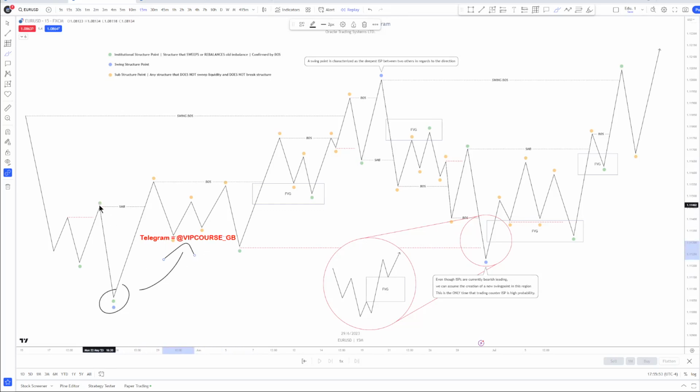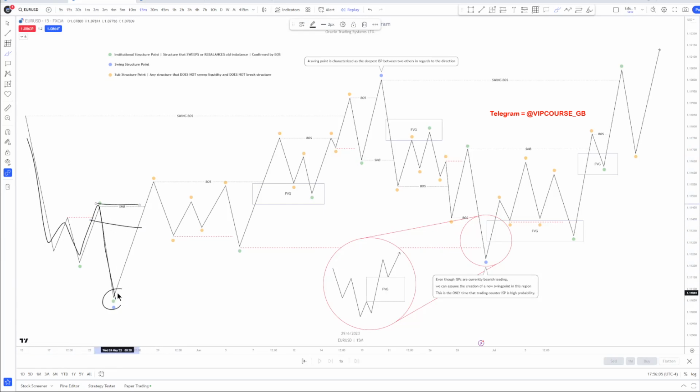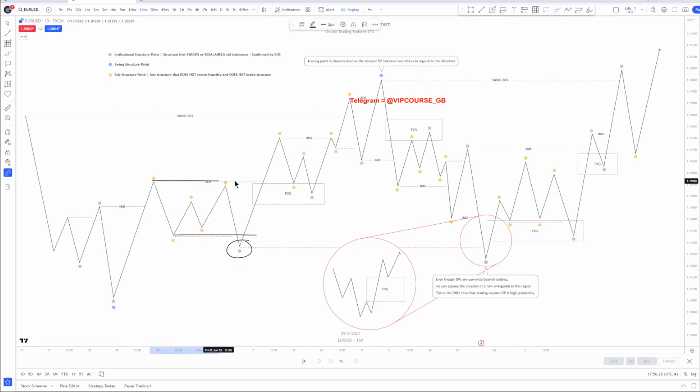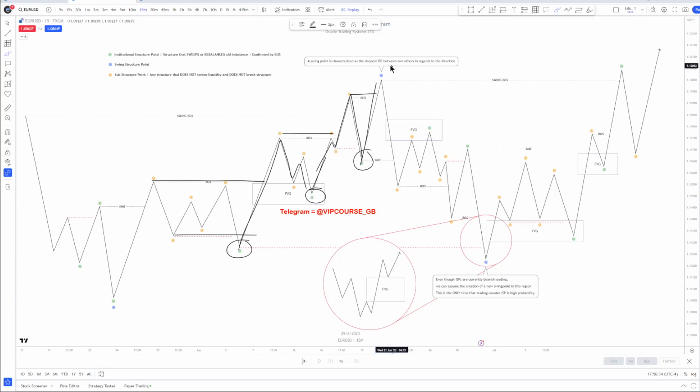Okay, so all it means is that there is a change of intention, a change of direction of institutional order flow. Up until this point we were bearish when price tapped into here, broke up, this is an area of liquidity to the left, broke up and overtook this ISP. We then build a bullish bias until proven wrong. So it creates a new ISP, breaks, creates a new ISP, breaks, creates a new ISP, breaks.